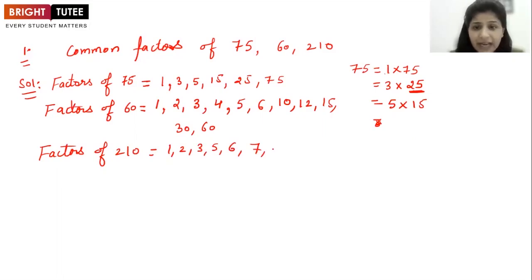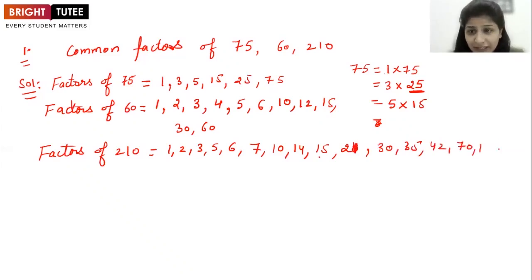Then after 7, we have 10. Then 14. Then 15 also will divide it. Okay, and after 15 we can think about up to 20. We do not have any number. 21 is the number which will then divide 210. After 21 we have 30, 35, 42, 70, 105 and 210.